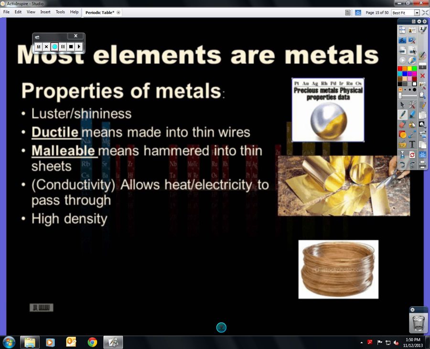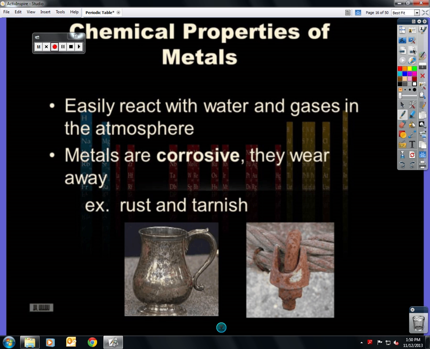Okay, properties of metals. They have a luster, a shininess. They're bendable, so we can make them into thin wires, which is called ductile. They're malleable. We can hammer them into thin sheets. They do conduct heat and electricity, which means they let them come through, and they have a high density. So lots of atoms in a small space. They easily react with water and gases in the air, such as rusting, tarnishing. They're corrosive.